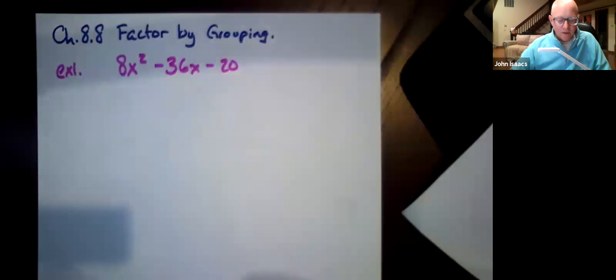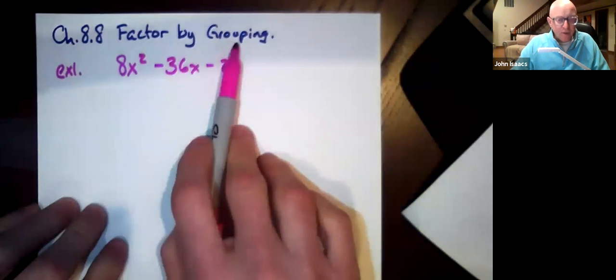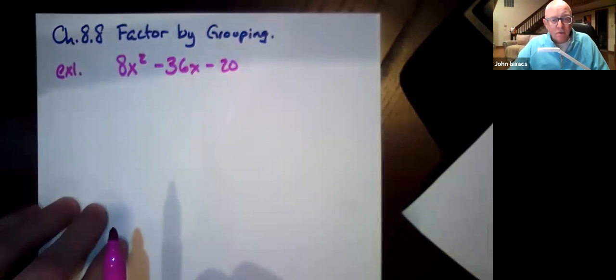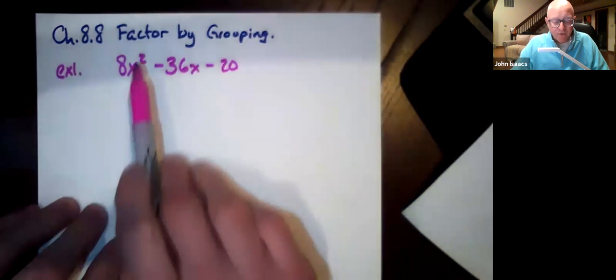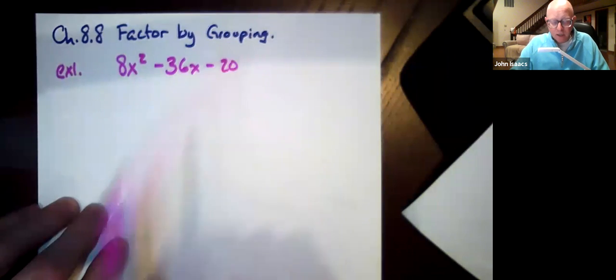Hi. Chapter 8.8 is called Factor by Grouping. I think we'll do this in two videos. The first thing I want you to know is that factor by grouping is something you're going to hear throughout high school. It's a common process that will keep getting repeated in various ways. So factor by grouping is a terminology that I'd like you to know.